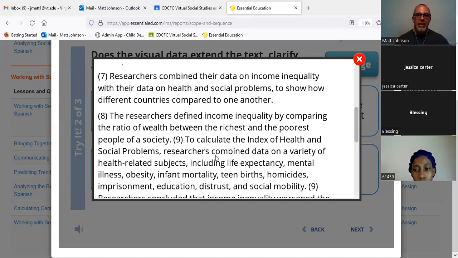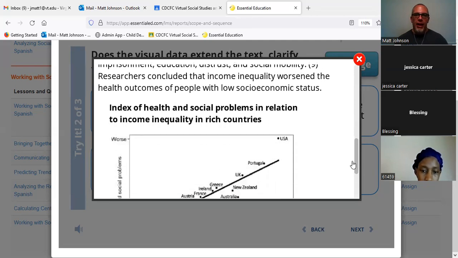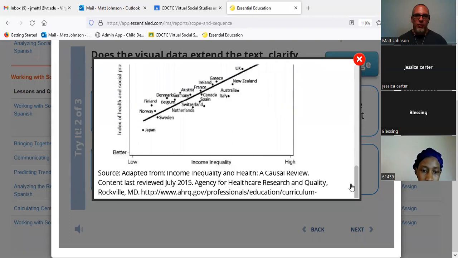To calculate the index of health and social problems, researchers combined data on a variety of health-related subjects, including life expectancy, mental illness, obesity, infant mortality, teen births, homicides, imprisonment, education, distrust, and social mobility. Researchers concluded that income inequality worsened the health outcomes of people with low socioeconomic status. And there again is that same graph they showed before.